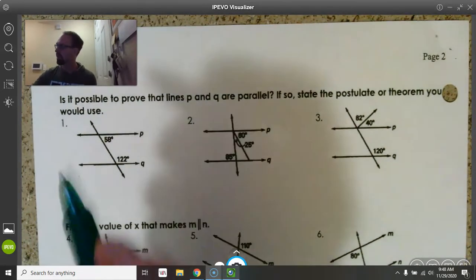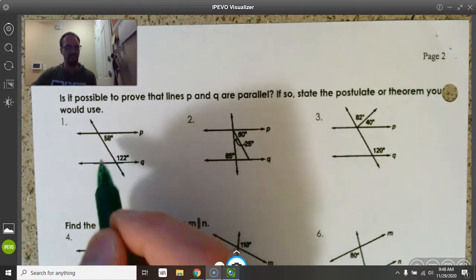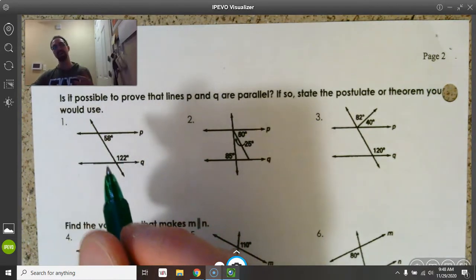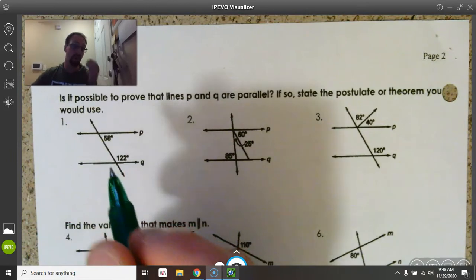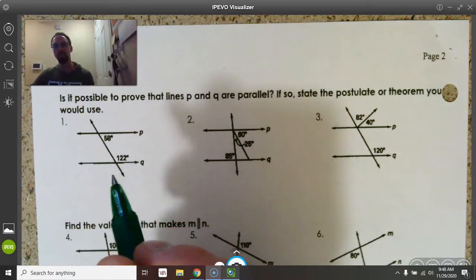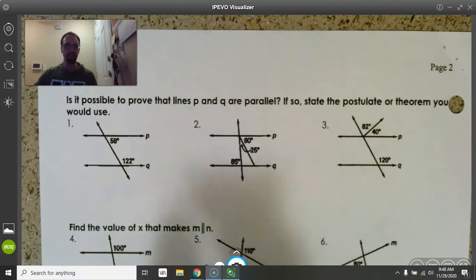So here we're really checking to see, okay, does the information that they give us with this particular diagram support one of the theorems on the previous page? So we have 4 to choose from: corresponding angles, alternate interior angles, alternate exterior angles, and then same side interior. So the first thing I'm going to figure out is which one you have that's closest to that.